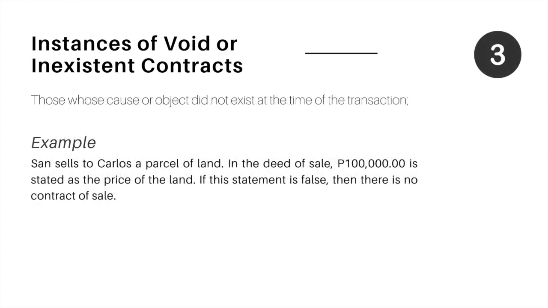Third, those whose cause or object did not exist at the time of the transaction. Example, San sells to Carlos a parcel of land. In the deed of sale, 100,000 is stated as the price of the land. If this statement is false, then there is no contract of sale.